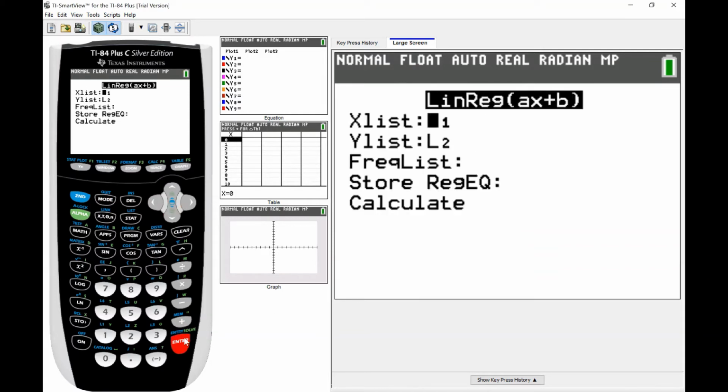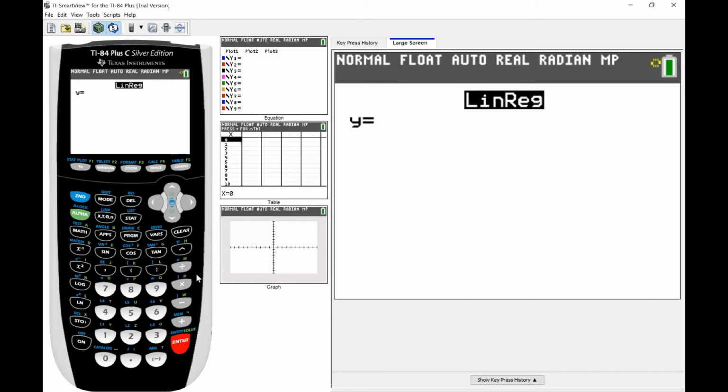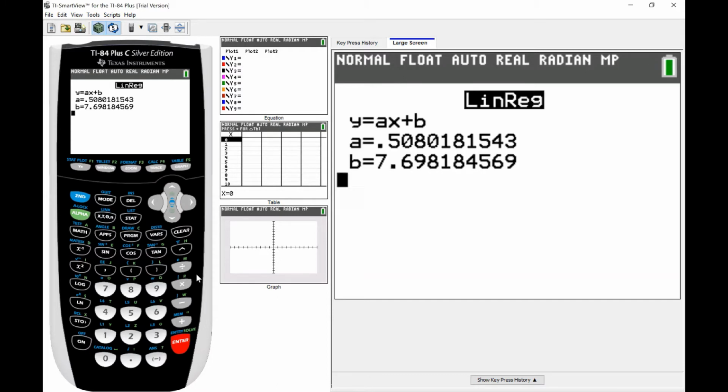I'm going to press enter. It shows that I've got my L1 values, or my X values. List 2 are my Y values. I can store the regression equation, and I'll show you how to do that later. And now I'm going to calculate it. When I do this, it gives me the value of A and B.